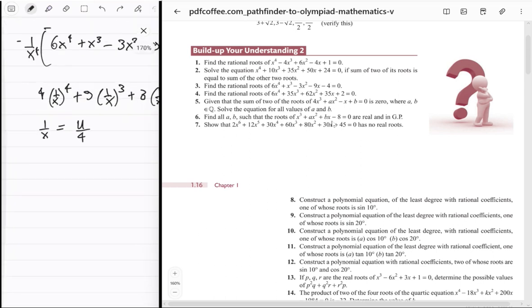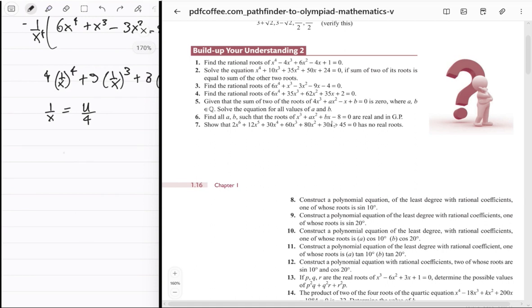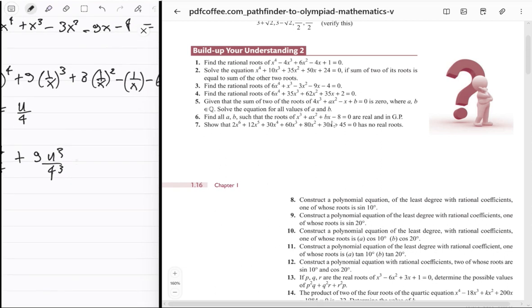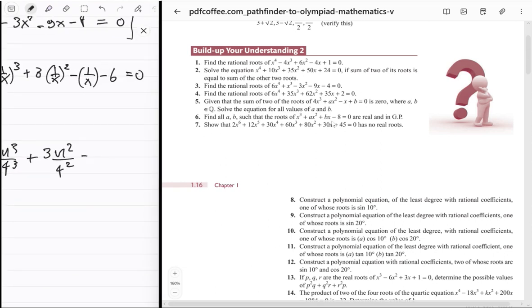So doing this, what do you get? You get 4u^4 upon 4^4 plus 9u^3 upon 4^3. That's just going to be 4 cubed, isn't it? Yeah. Plus 3u^2 upon 4^2 minus u upon 4 minus 6 is equal to 0.